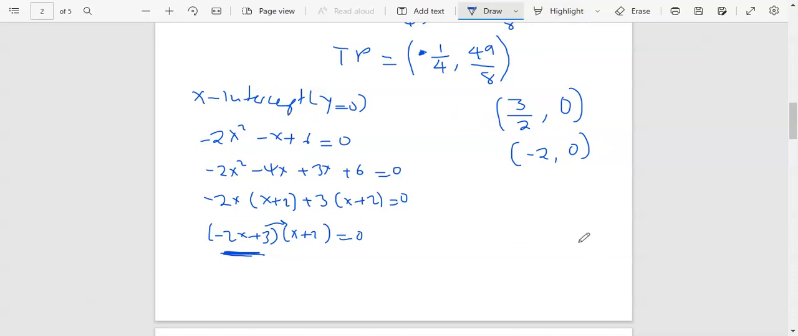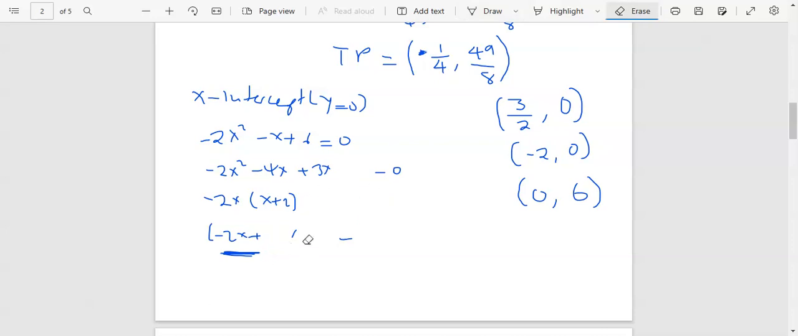And then the y-intercept, what will be the y-intercept in this case? When x is 0, what will be the value for y? Okay, y will be positive 6. Just look at the constant of the function there. So we can now sketch.